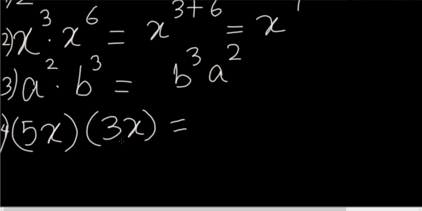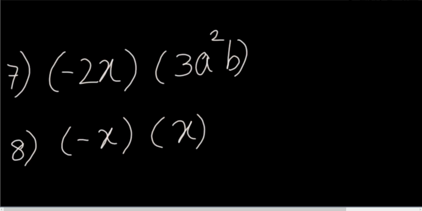5x times 3x. So here what we do is first we multiply the coefficients. 5 times 3 is 15. And then we have x over here and x. So here the power is 1 and here the power is 1, which is 1 plus 1, 2. And eventually when you practice, you don't have to write out adding the powers. You can directly add them, like 3 plus 6, and write the answer, because that will save time.